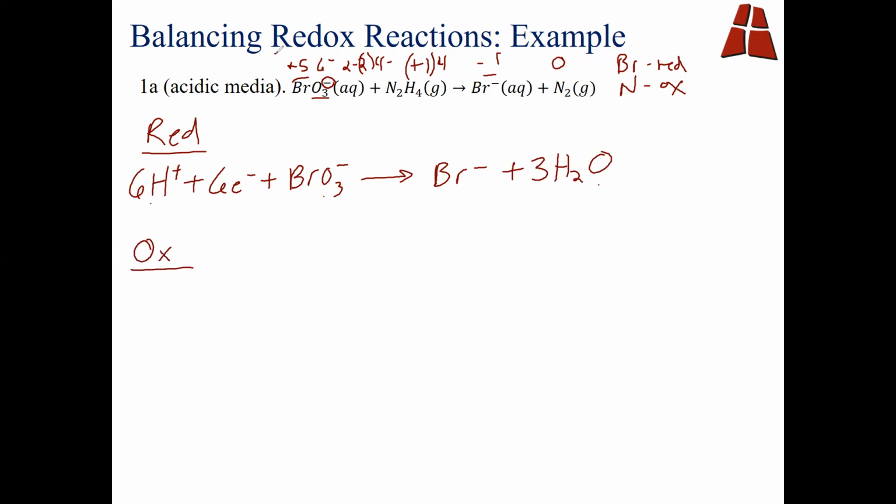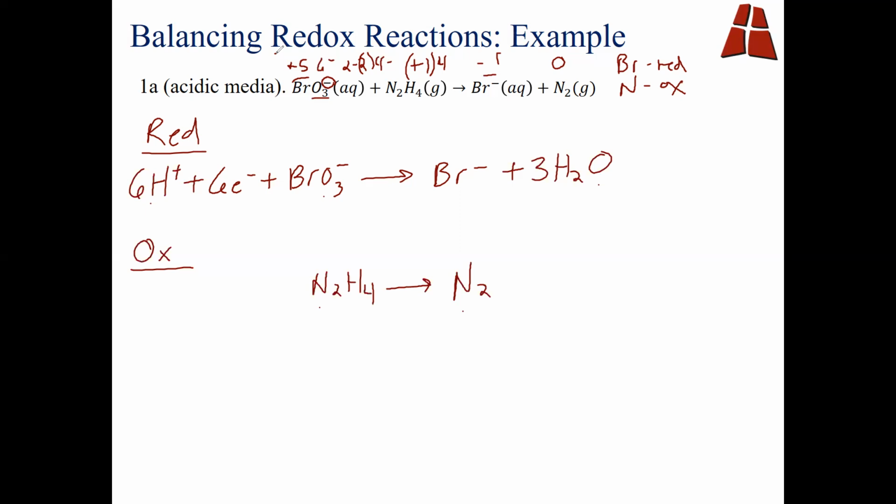So now let's balance the oxidation reaction. And so for this reaction, we said we have N2H4 that is turning into N2. We said that this is going to be an oxidation. So again, nitrogen on our reactant side has an oxidation state of 2 minus, and it's going to an oxidation state of 0 on our product side.